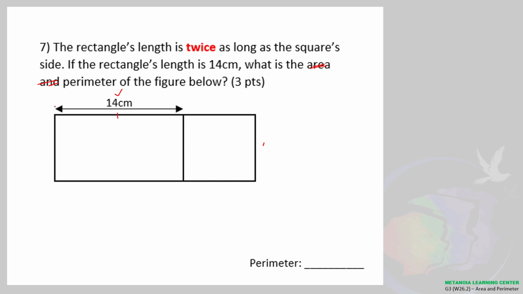Which means if the entire length from point to point is equivalent to 14 centimeters, how many centimeters should each unit be? Okay?